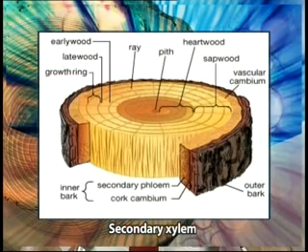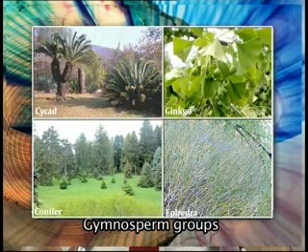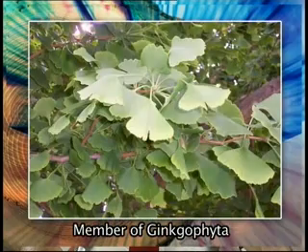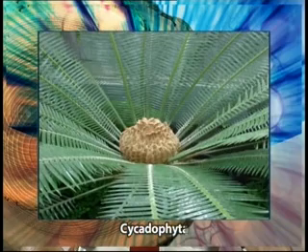Secondary xylem is the xylem that is formed during secondary growth from vascular cambium. Although secondary xylem is also found in members of the gymnosperm groups, Gnetophyta and Ginkgophyta, and to a lesser extent in members of the Cycadophyta.